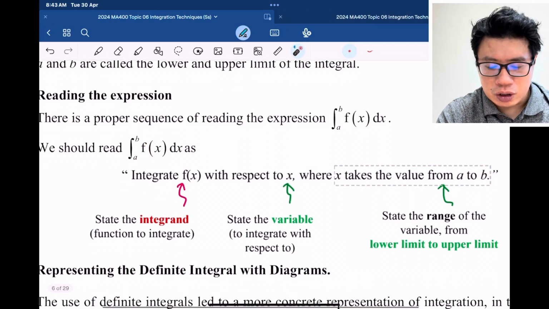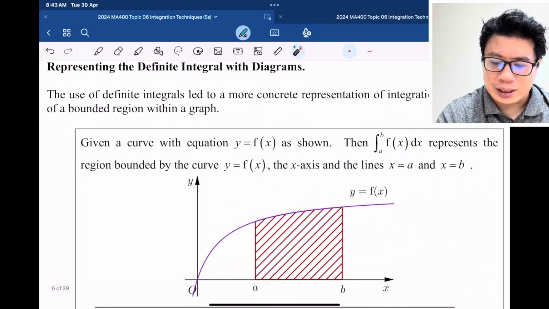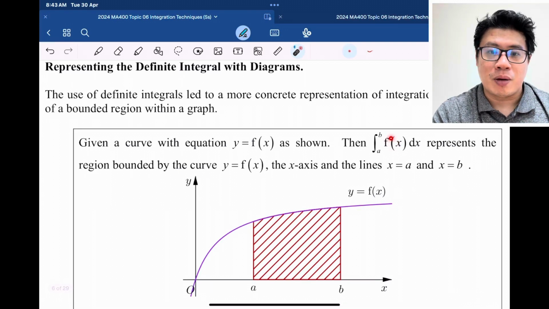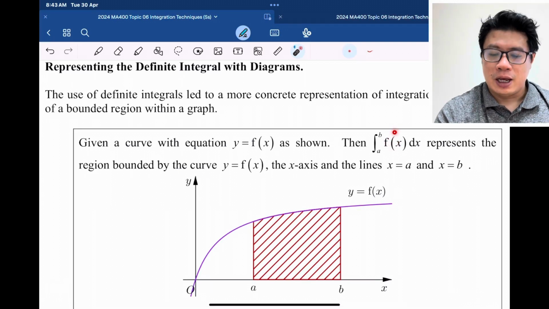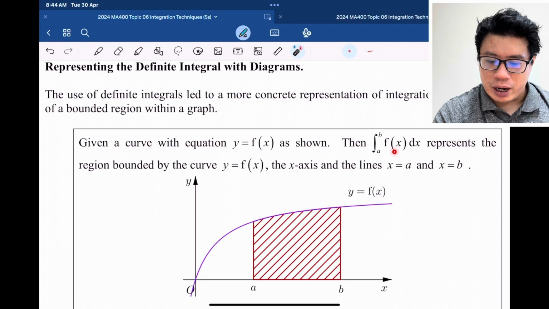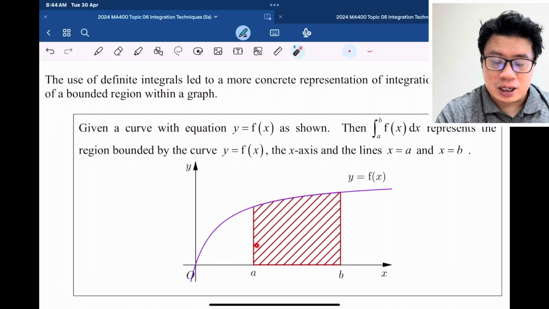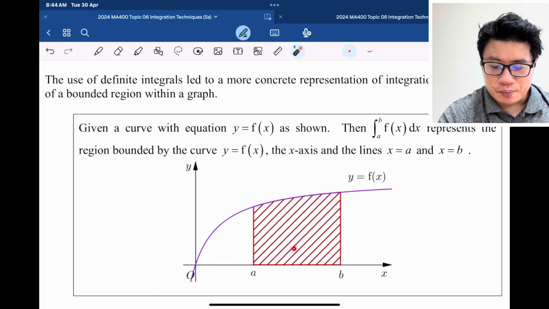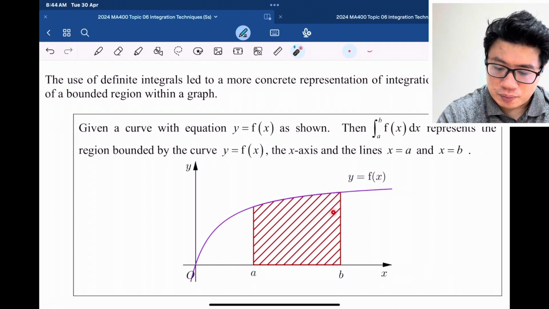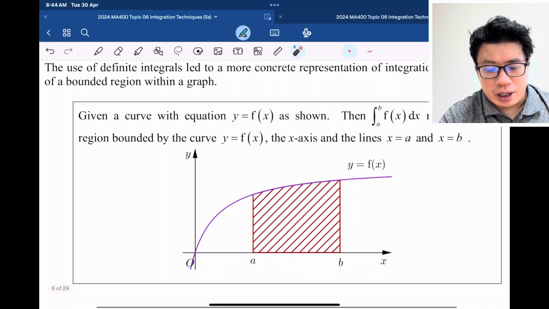So how does this integral go? If I give a curve with equation f(x) as shown, what does the integral of f(x) from a to b represent? I'm sure your teachers have told you that one of the purposes of integration is that it helps you to find area as well as volume. So when I integrate f(x) with respect to x from a to b, I'm actually finding the area underneath the curve from a to b. And how do we calculate this area?